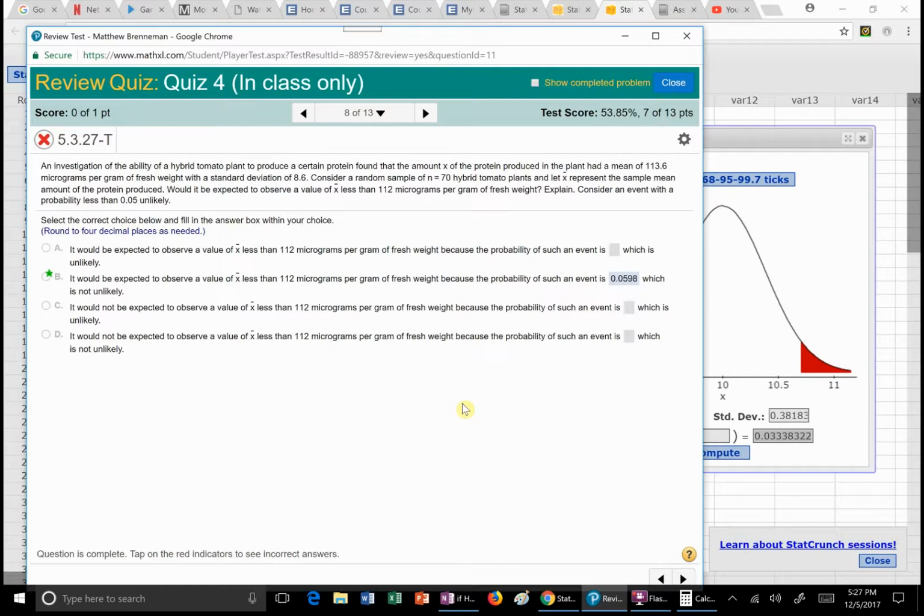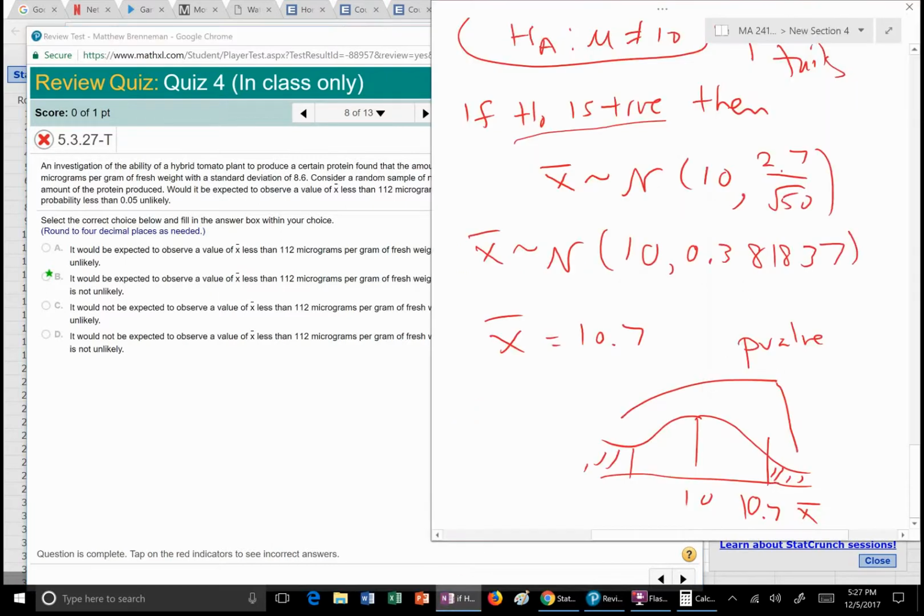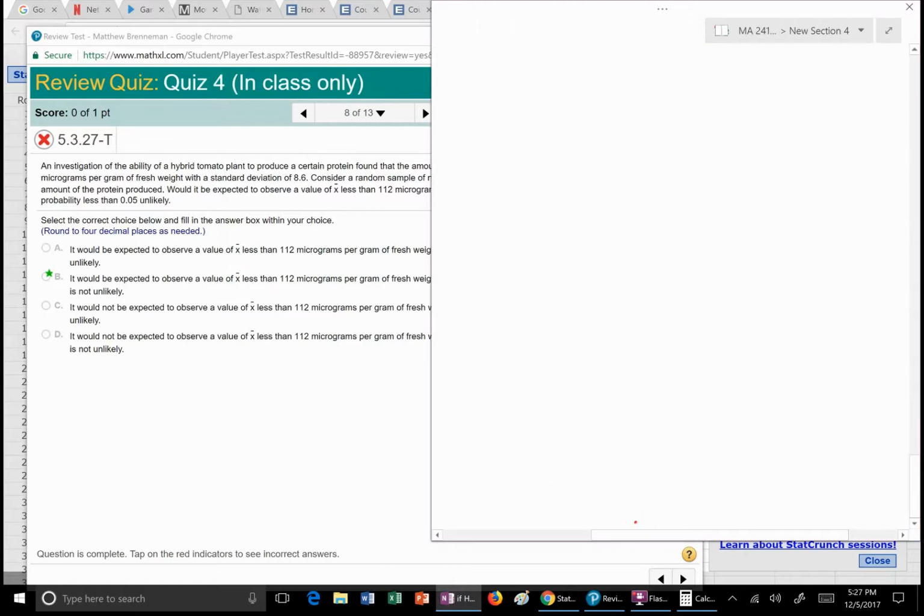Okay. So again, let's think about what's going on. We always go back to the distribution of X bar. This is the key point. The distribution of X bar. This thing takes a while to respond sometimes. There we go. So what do we know?